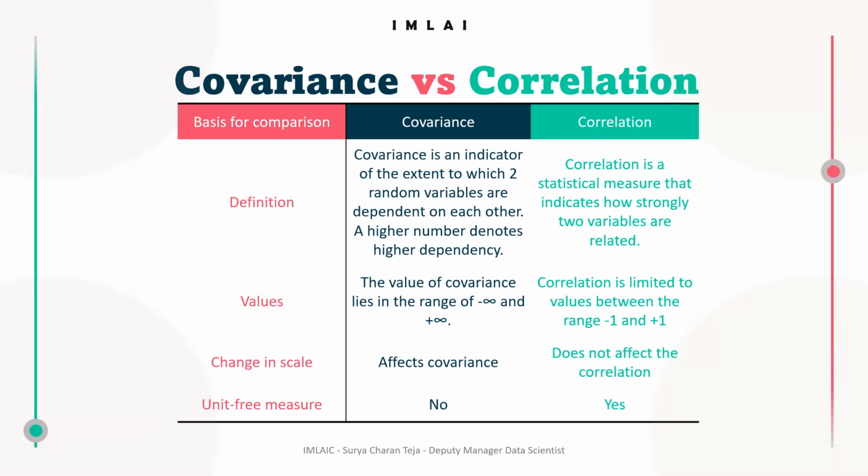The change in scale does not affect the correlation, but the change in scale affects the covariance. And then unit free measure: correlation is a unit free measure, but covariance is not at all a unit free measure.